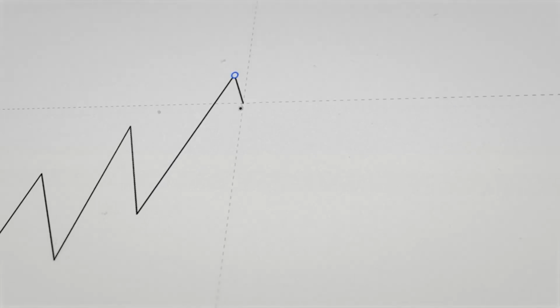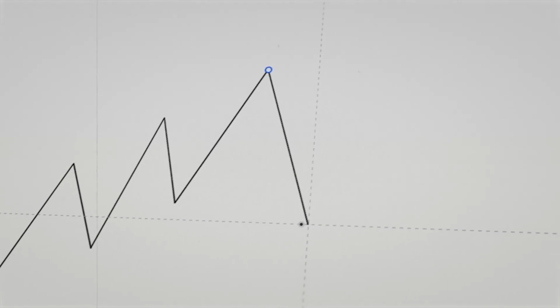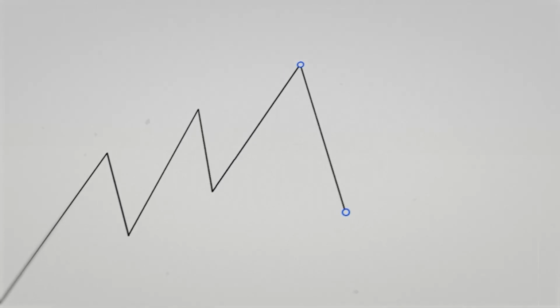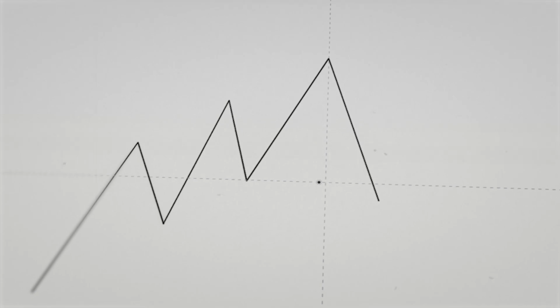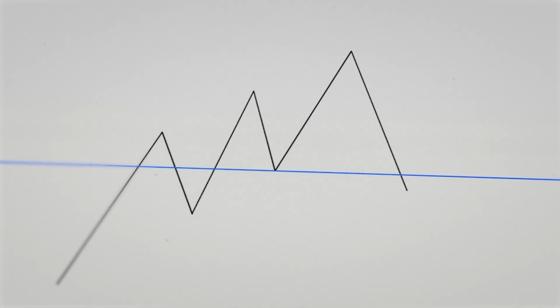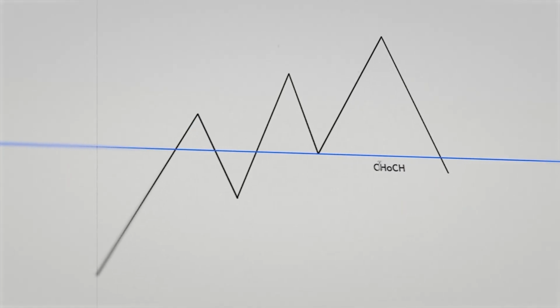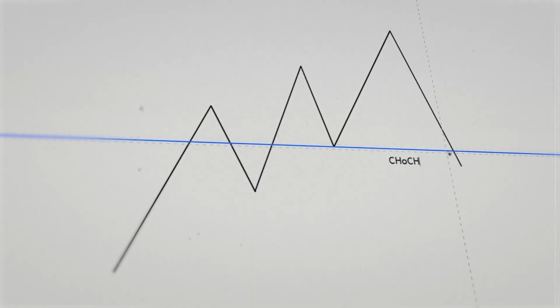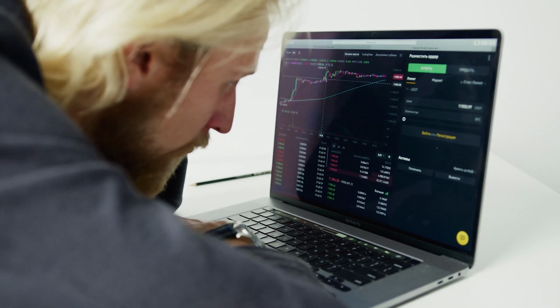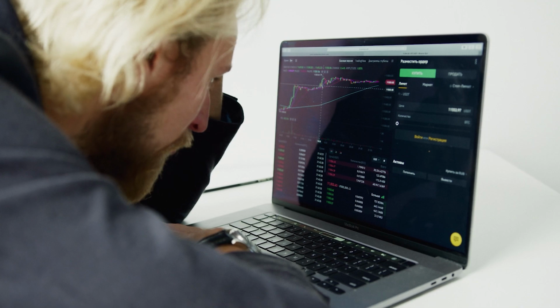It occurs when the last minimum in the structure is updated on an upward trend and when the last maximum in the structure is updated on a downward trend. This ability to distinguish between these two phenomena allows a trader not to fall into traps and confidently follow the market movement.